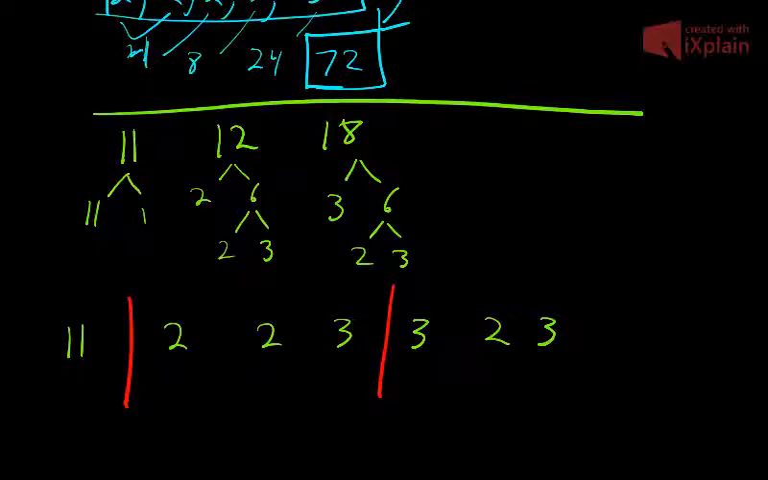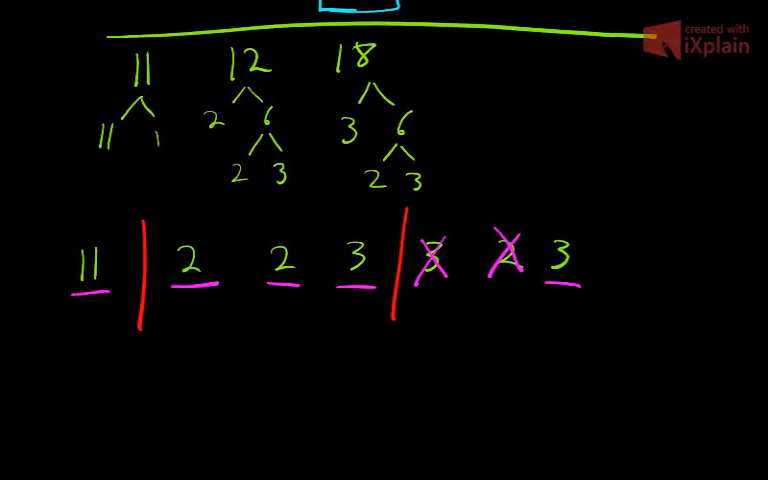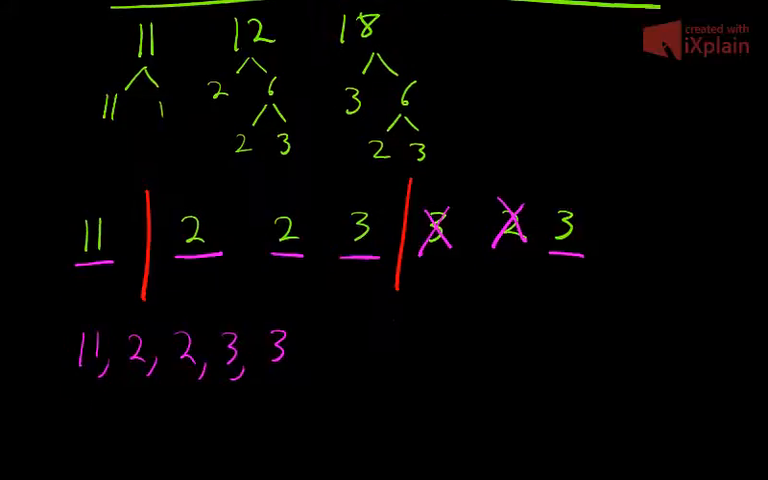Going through and looking at this 11, there's nothing I can cancel out from it. Looking at this 2, I can in fact cancel out from this 2 right here. From this 2, there's nothing to cancel. I already looked at the 11. From this 3, I can cancel out one of the 3's here. Then I have this 3 here, and there's nothing left to cancel. So my factors are going to be 11, 2, 2, 3, and 3.